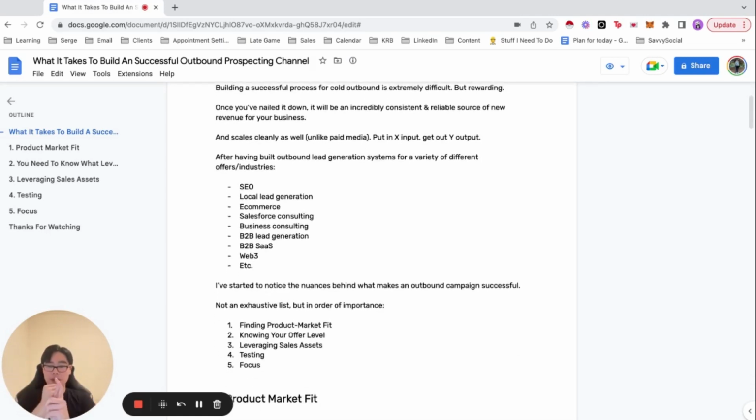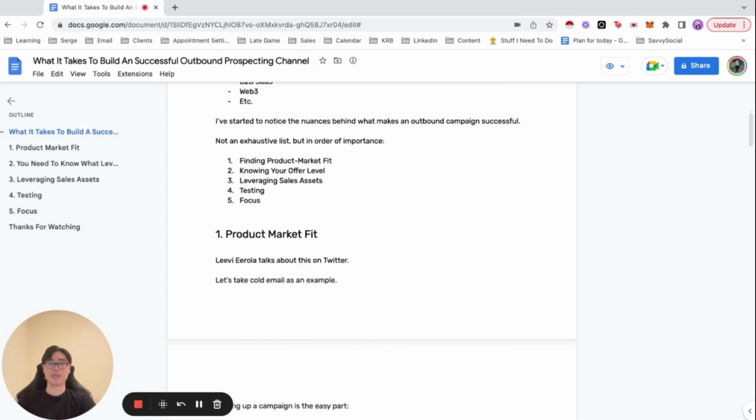So number 1, obviously, finding product market fit. Number 2, knowing your offer level and adjusting your messaging accordingly. Number 3, leveraging sales assets. Number 4, testing. And number 5, focus. So let's get into it.